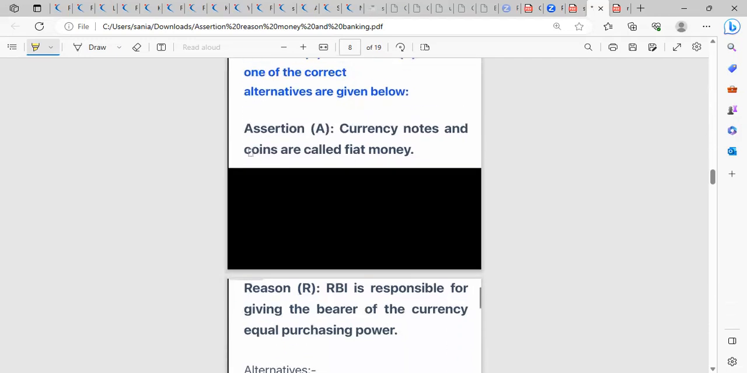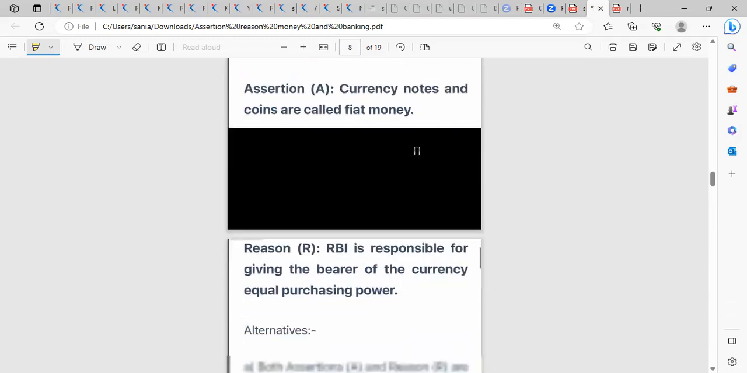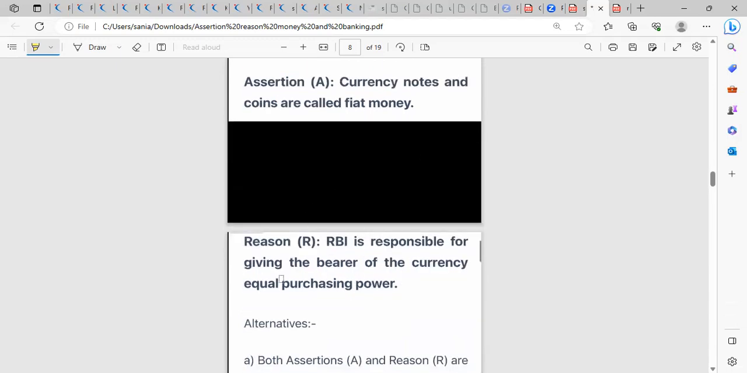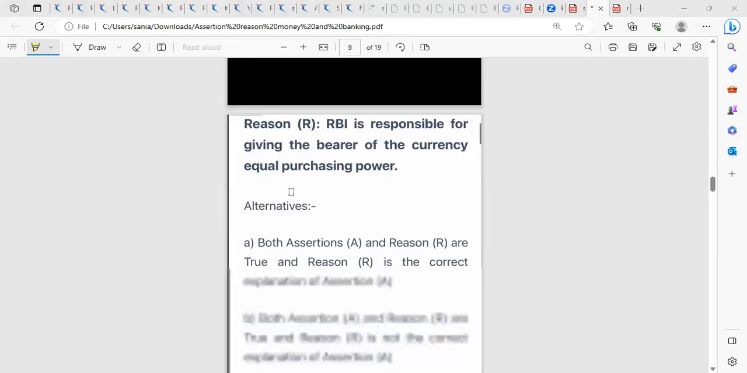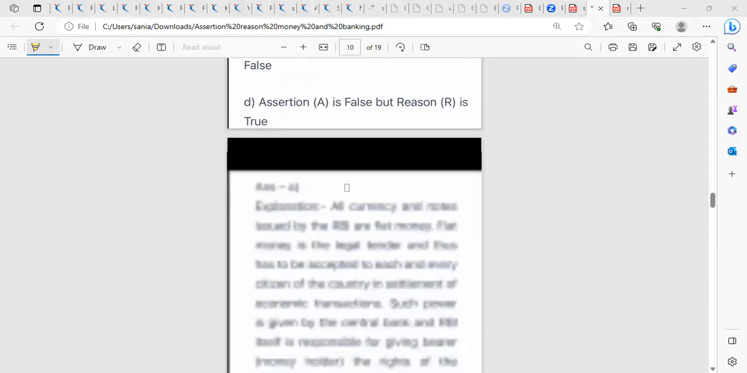Now this one. Currency notes and coins are called fiat money. And RBI is responsible for giving a bearer of the currency equal purchasing power. What do you think? Ma'am, A. Okay. Vanisha? Option B. Okay. Let's see. So over here, answer is A.